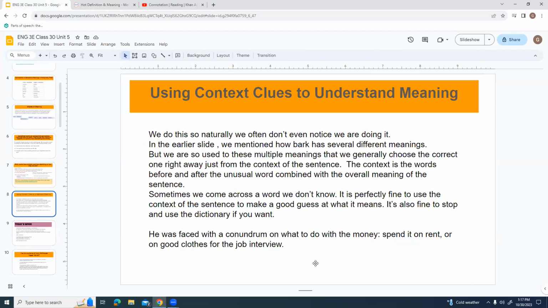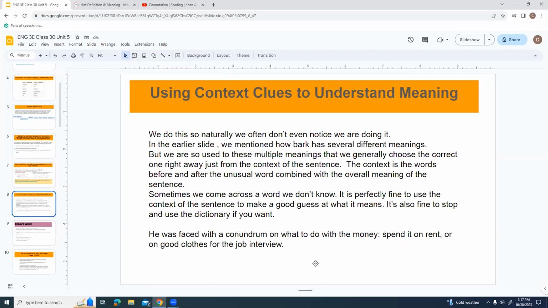Which brings me to one thing. I had a student mention something on the weekend where they felt bad that they were just guessing over words, and I was like, oh, that's totally acceptable. That's absolutely what we do, right? It's called using context clues to understand the meaning, right? And we do this so naturally we don't even notice we're doing it. We do it in conversations too, right?